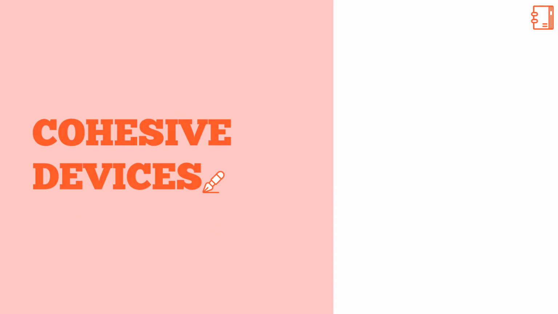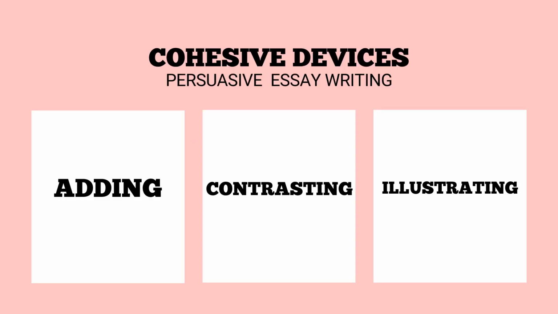Next, let's move on to the next slide, which is the cohesive devices. So in writing your persuasive essay, these are some of the categories of cohesive devices that you may effectively use to make your paragraph more interesting. So these are adding, contrasting, and illustrating.